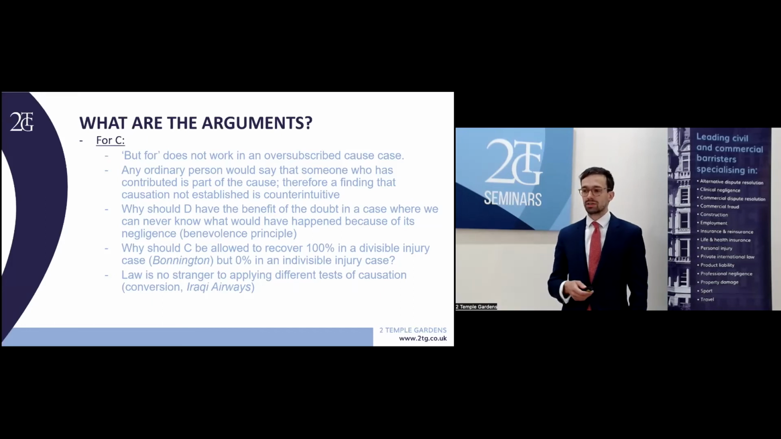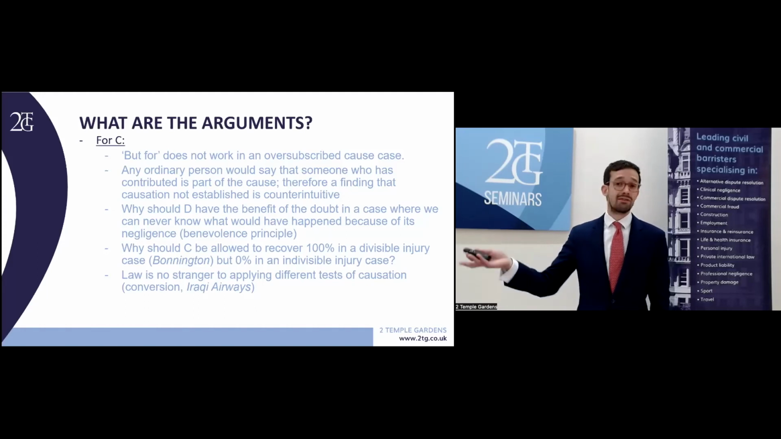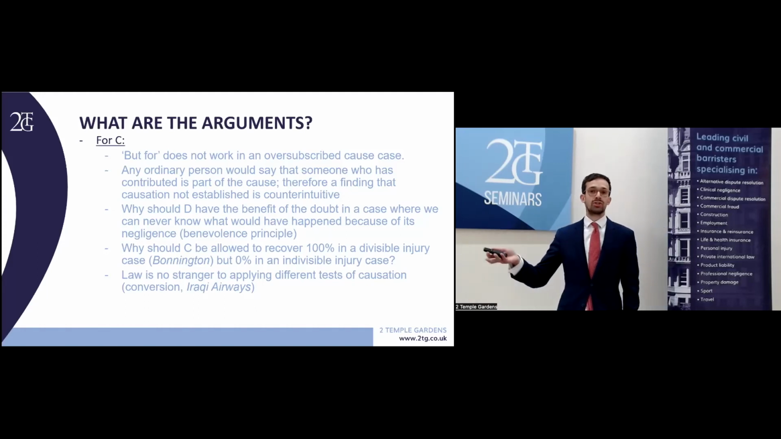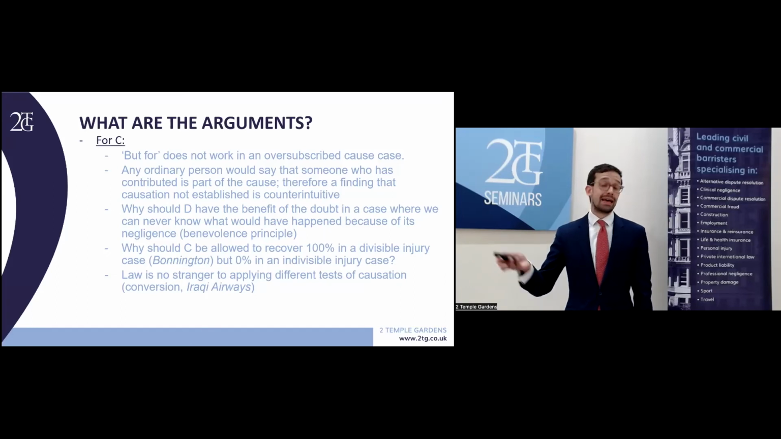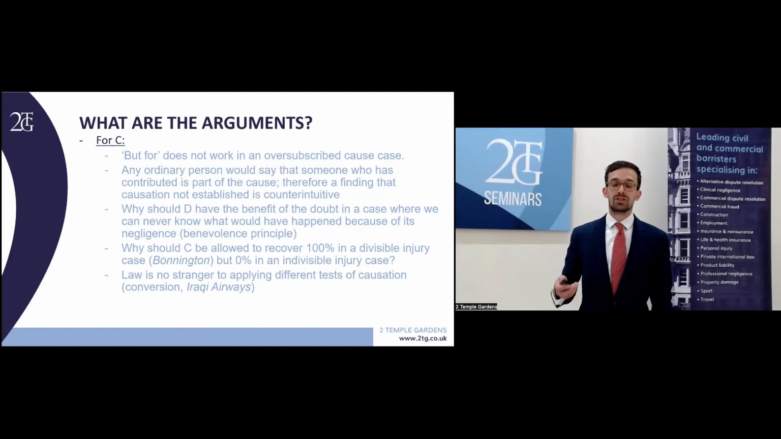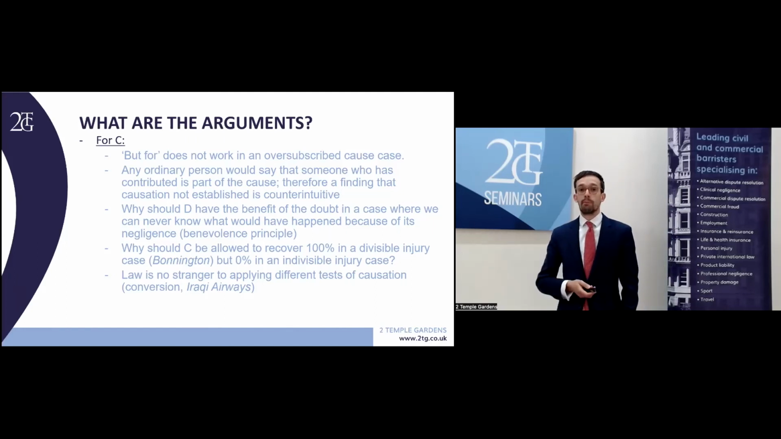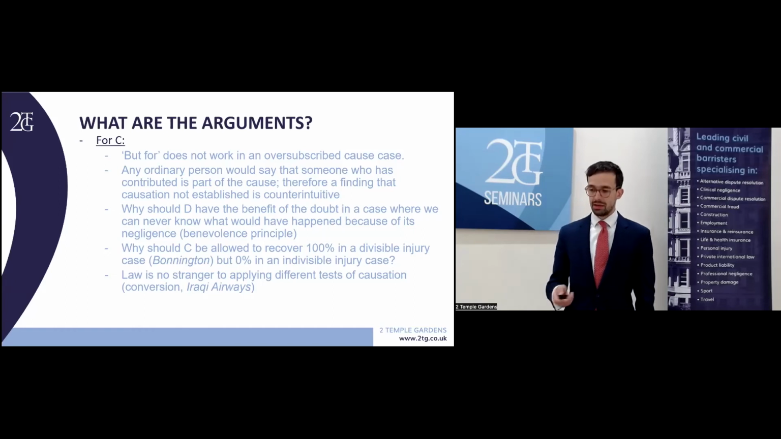And also, claimants can justifiably say, well, if there's uncertainty in this area, the only reason there's uncertainty is because we don't know what would have happened. And the reason we don't know is because of the defendant's breach of duty. So why should the defendant, in essence, benefit from its own breach of duty, so that a claim can never succeed because of uncertainty? So they're the sorts of broad arguments for a claimant in this case.